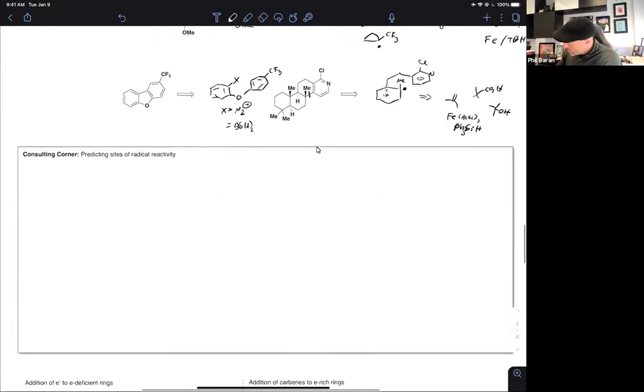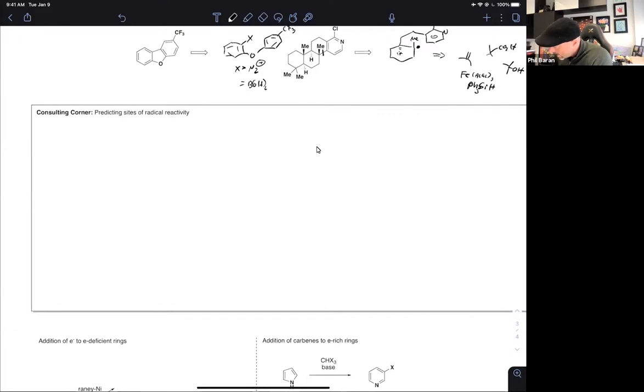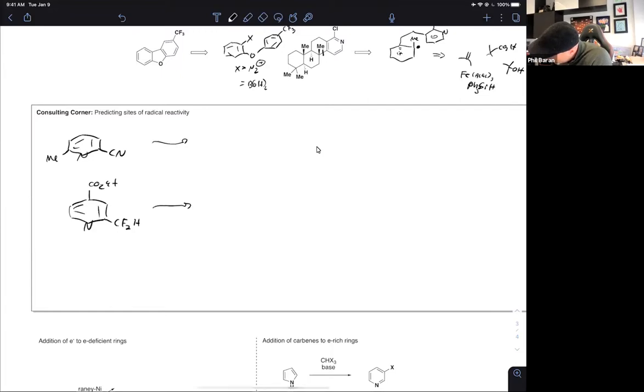So we will close with a little consulting corner here. It's an area of questions that I get quite often, exemplified with the two examples I show here. A typical question I will get is, hey, Phil, we want to do a radical addition, and we want to understand how to control the selectivity.